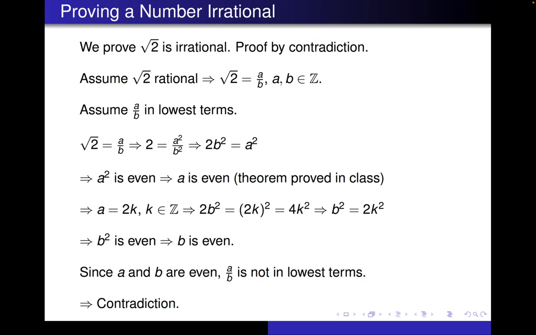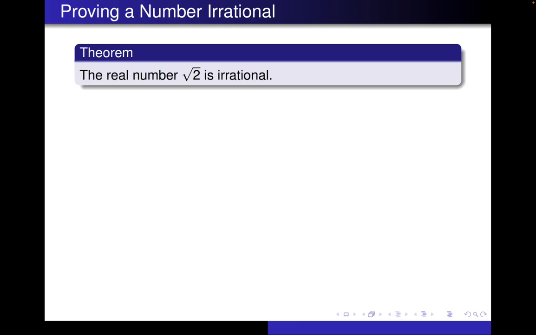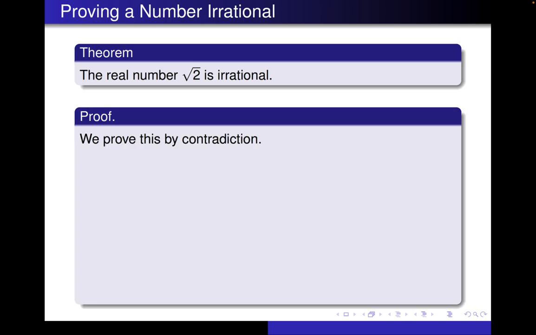So we start off by assuming that square root of 2 is a rational number, and then assuming that a over b is in lowest terms, and then proving that a over b is not in lowest terms, and that's contradictory. Excellent. All right, so let's see what the formal version of that proof is going to be. The real number square root of 2 is irrational. That's our theorem. Let's go ahead and prove it.